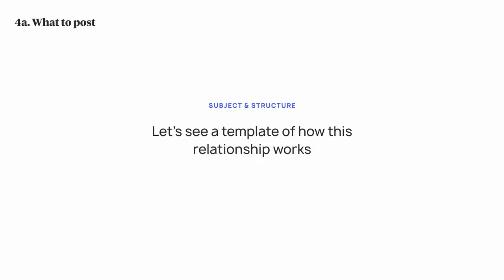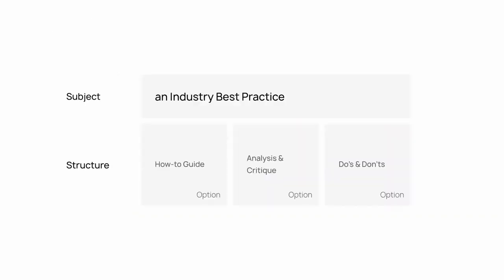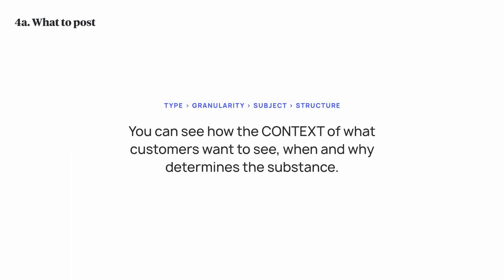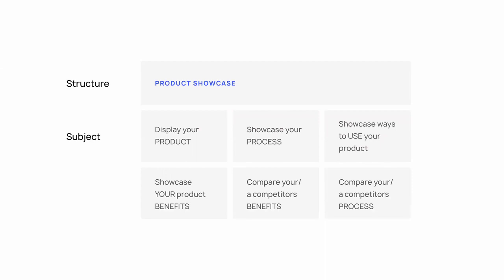So there's the subject, and you have some sort of optional structure. It can be an industry best practice and a how-to guide, or an industry best practice and an analysis critique, or an industry best practice that's structured as do's and don'ts. For example, it could be a product showcase where you display your product, or your process, or where you showcase how to use your product. You can showcase your product's benefits, or compare your competitor's benefits, or compare your product to a competitor's process. And again, we'll give you all this so you can refer to whatever you want. But this is how you go about structuring the actual content itself.